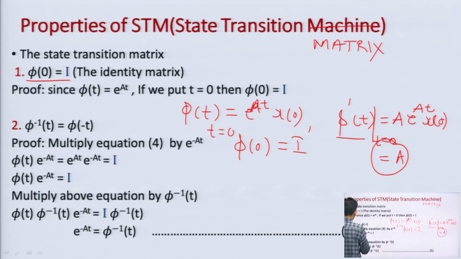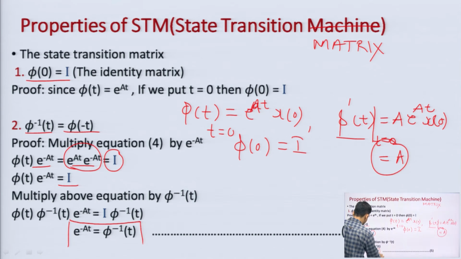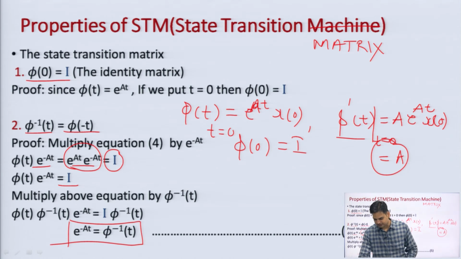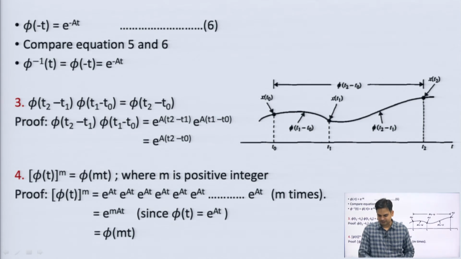If we see the other property, phi inverse t is given by phi of minus t. Here is the proof. If you multiply both sides by exponential of minus A t, you will get this type of expression, where e to the A t and e to the minus A t cancel out, this gives you I, and if you further solve this step, you will get the proof of this property. Okay. So, the proof is not too important. We will see the basic expression here.